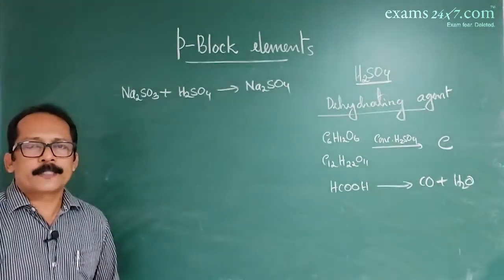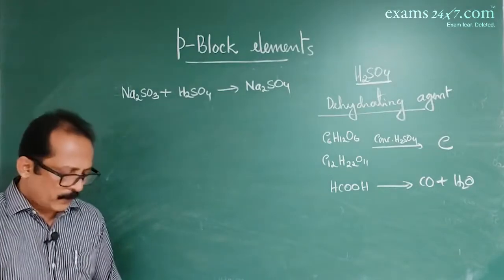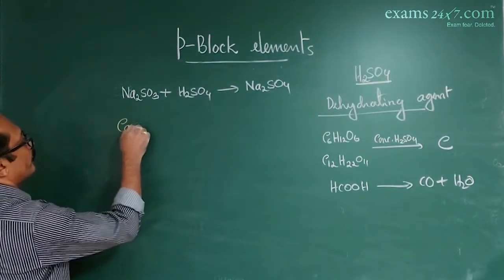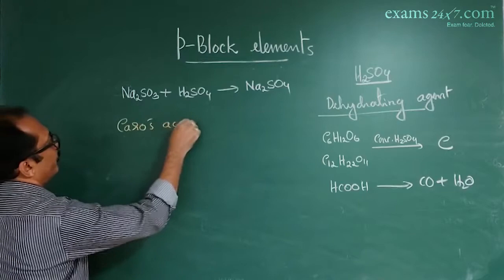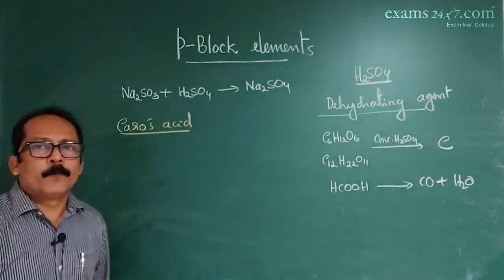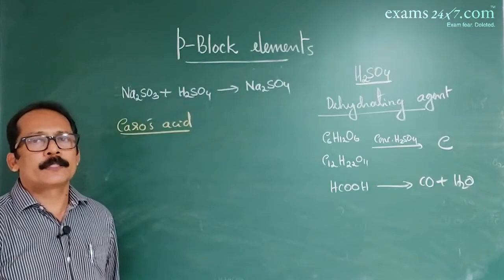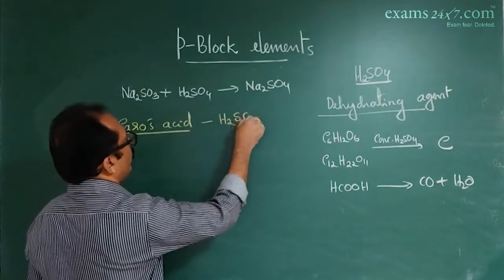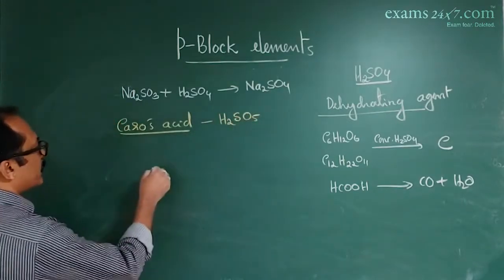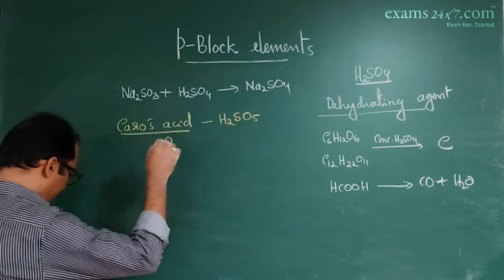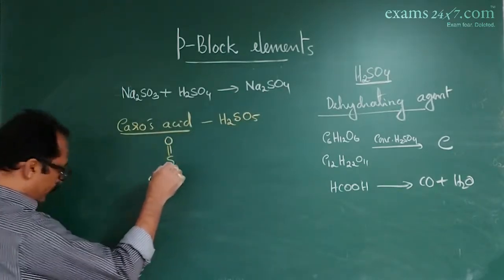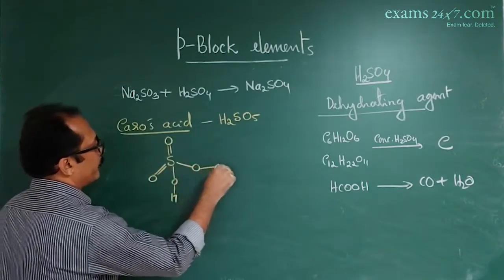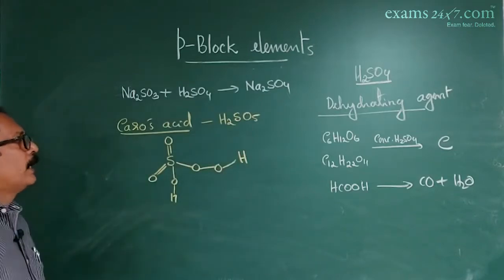Next, about oxo acids of sulfur. Now, first one is about Caro's acid. It is also called as permonosulfuric acid. Now, what is the formula of Caro's acid? H2SO5. Now, about the structure of H2SO5. There is one peroxy linkage. It's about Caro's acid.